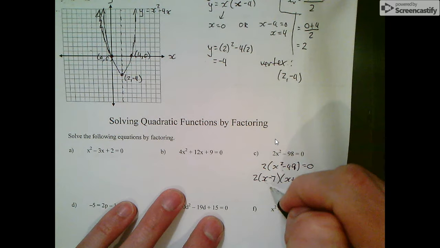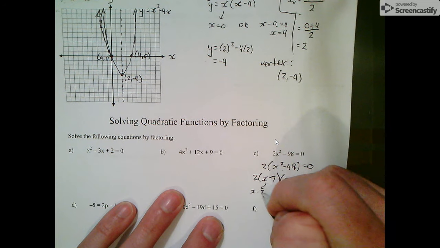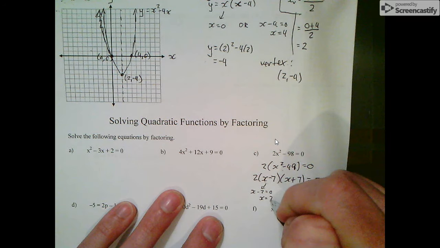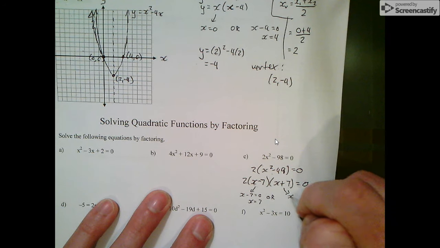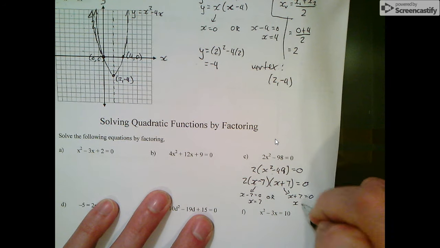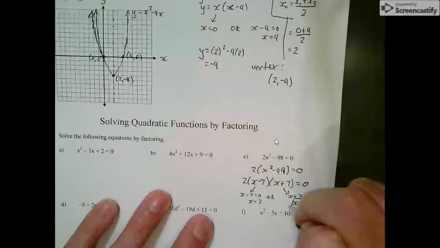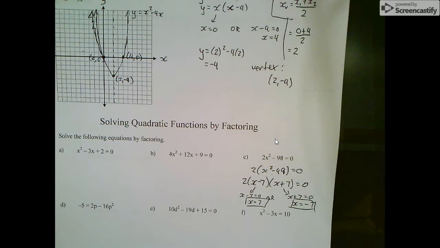Which gives us the two roots: x minus 7 equals 0, which gives us x equals positive 7, or x plus 7 equals 0, which gives us x equals negative 7. There's our two solutions, roots, x-intercepts, zeros, whatever you want to call them.